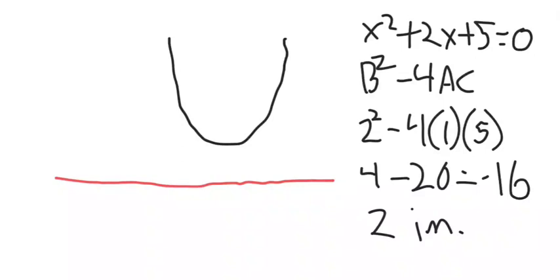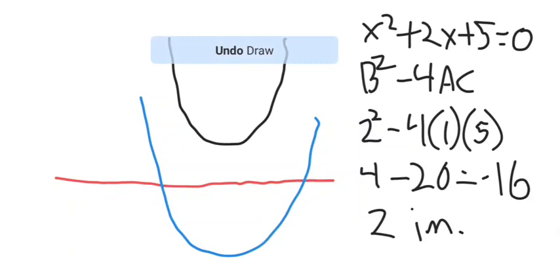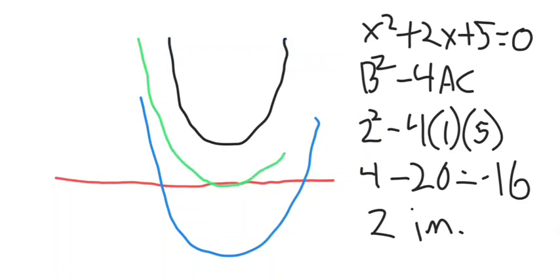The discriminant is negative. If the discriminant were positive, our U would look something like this, and we would see that it crosses in 2 locations. But in our case, it doesn't cross. And the third option would be if the discriminant is 0, it would just touch and not actually cross, and it would look like that.